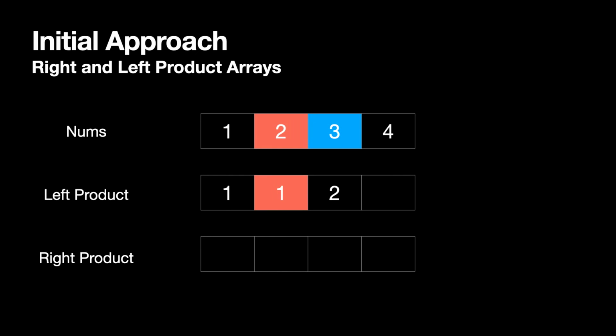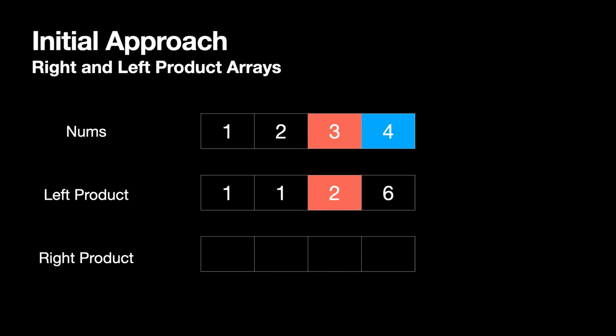After that, we'll take 3 and we'll multiply 2 and 1 to get its left product. Finally, we'll take the last element in the array, whose value is 4, and we'll multiply 3 times 2 and get 6 for its left product.